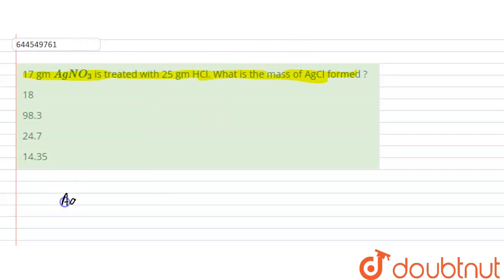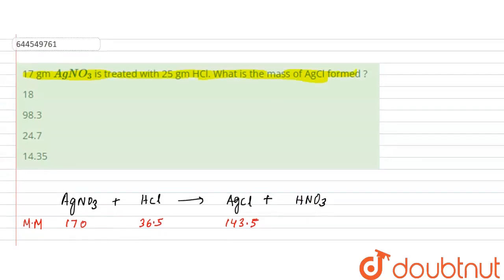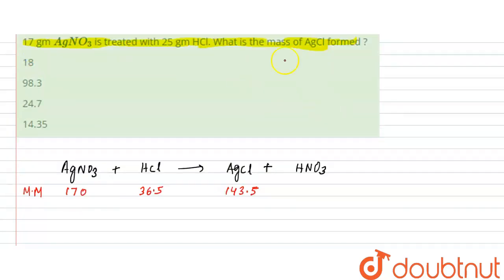So let's write down the reaction first. AgNO3 plus HCl gives AgCl plus HNO3, right? Now this is the balanced chemical equation. Now if you write down the molar mass of these compounds, then for AgNO3 the molar mass is 170 gram. For HCl it is 36.5 grams. For AgCl it is 143.5 grams. And we do not require the molar mass of HNO3 because there is no need of it in this question.